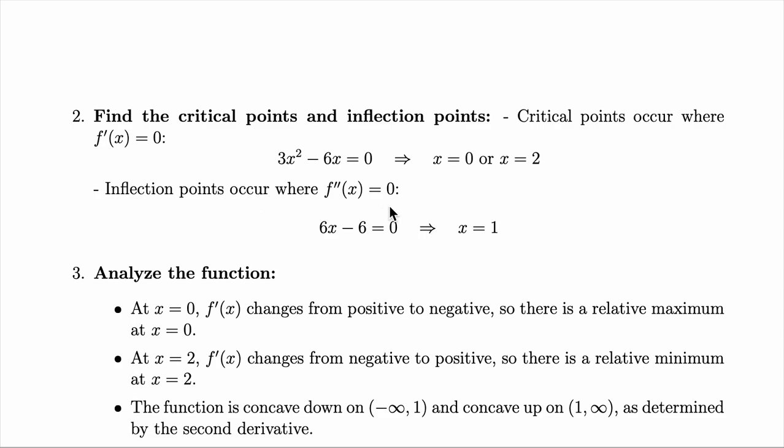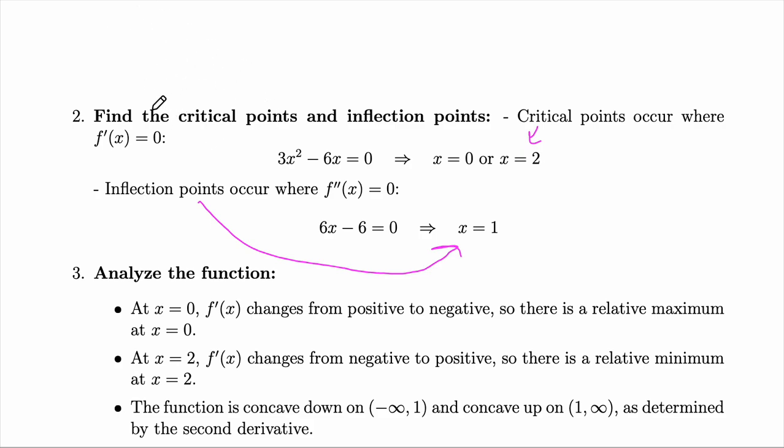Next, I got the inflection points by taking my second derivative and setting it equal to 0, which is what you'll see here. And then again, I just use simple algebra to get x equals 1. So these are my critical points and these are my inflection points. Now we're going to have to draw out a sign chart, and we're going to look at what's going on with this function around those points.